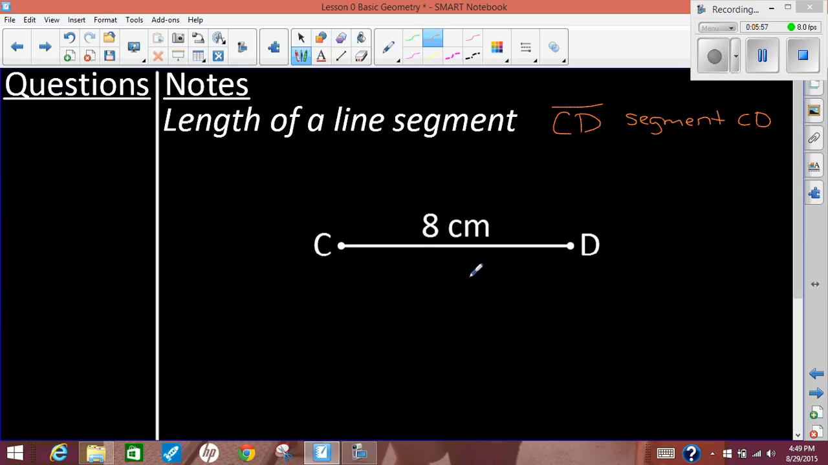If we want to talk about the length of this segment, if we want to tell somebody how long it is, we're going to use the endpoints. Say it's equal to 8 centimeters. And there's going to be no symbol on top of this. If we have two endpoints written, like I have here, CD, with no symbol on top, then we know we're talking about the length of that segment, CD. It's how far D and C are apart, and in this case, it's 8 centimeters.